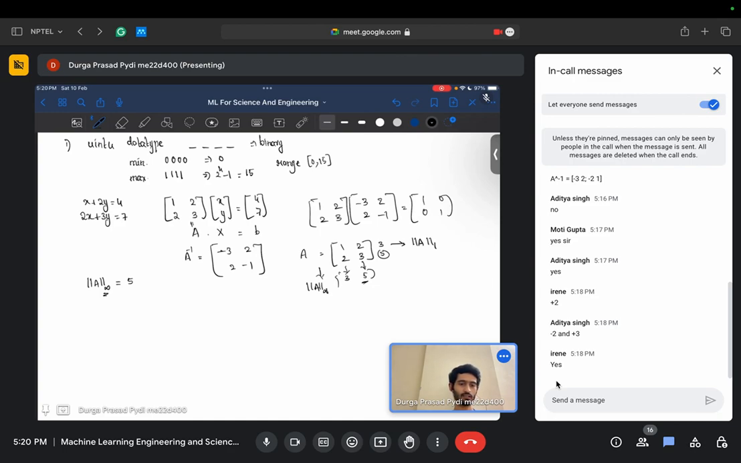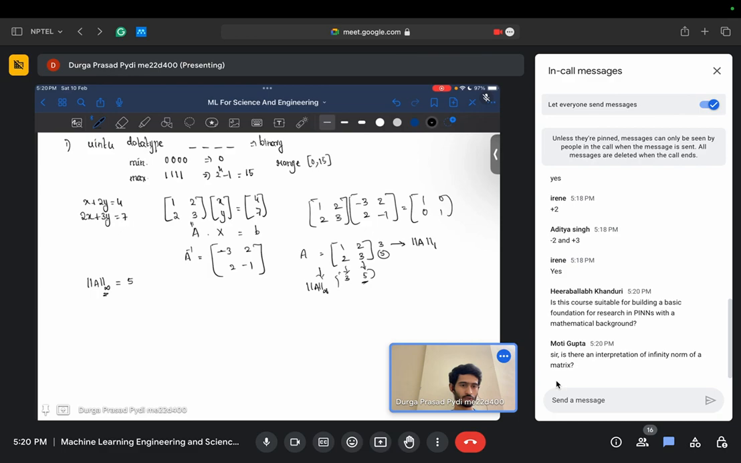Is that clear? It's so suitable for building a basic foundation for research in PINNs with a mathematical background. It's an interpretation of infinity norm of a matrix. Okay, there are two questions.